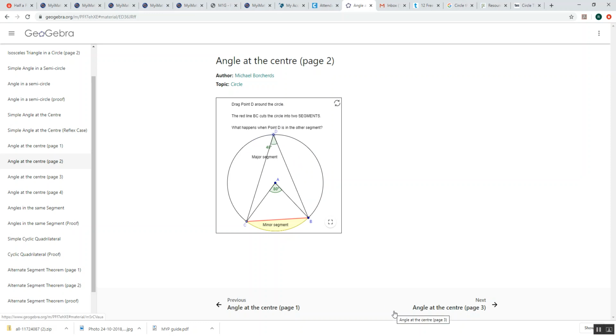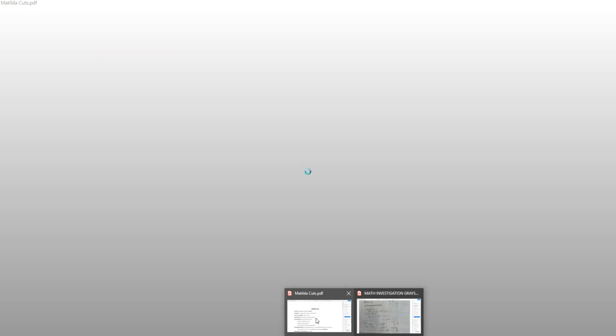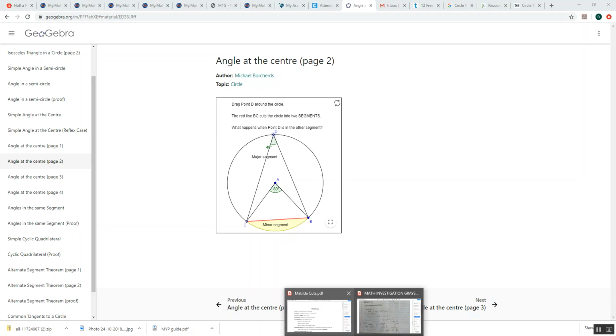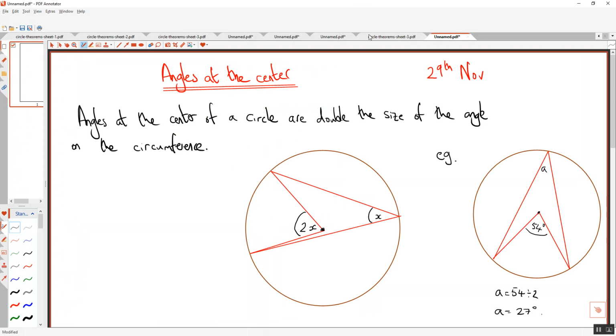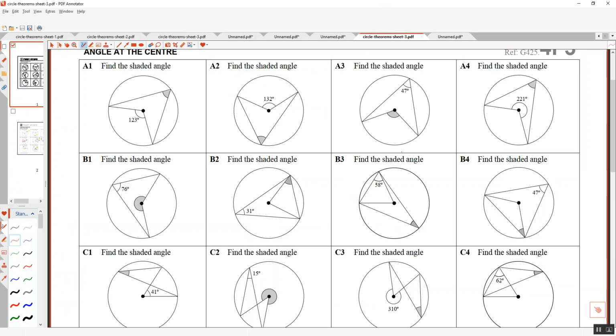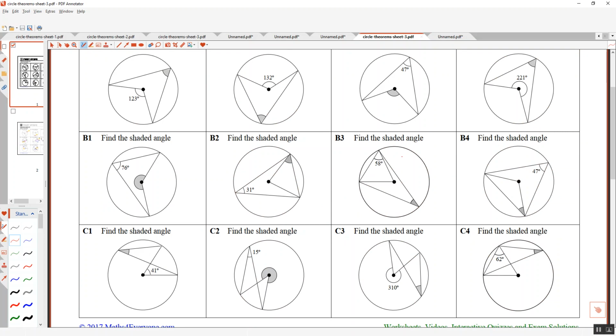Okay, so I've got a worksheet which we can practice. For those of you who are off, you can have a go at this. So we're working out the little shaded angles, okay? So for example, with this one, are we going to work out this angle? Yeah, it'd be half of 123, okay? Obviously, as you go through, they become a little bit more tricky, but it's exactly the same principle, okay?